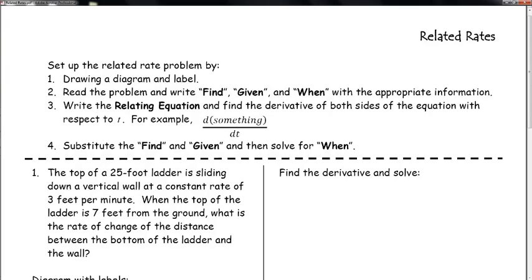So when we set up a related rate problem, the first thing you need to do is draw a picture and make sure you label everything. And you're going to read the problem. You're going to write find, given, when with the appropriate information, and I'll give you an example. And you're going to write the relating equation and find the derivative of both sides of the equation with respect to t, because we're talking about growth or decrease over a certain amount of time, or movement, depends on what we're talking about. We're going to substitute in the find and given, and then we're going to solve for when. So let's look at an example.